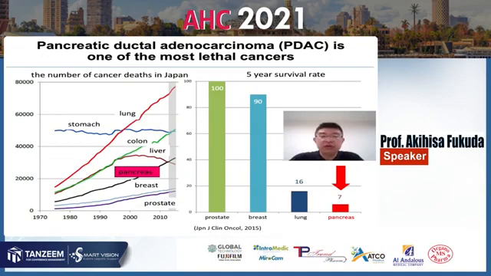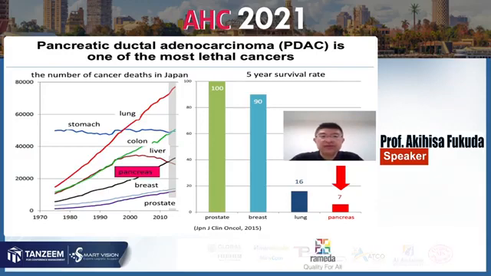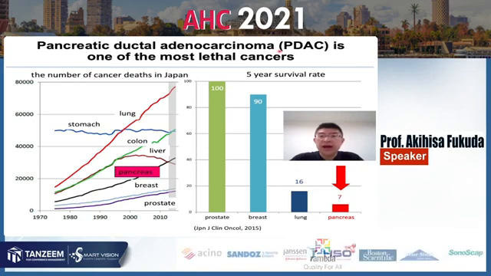Pancreatic ductal adenocarcinoma, PDAC, is one of the most lethal cancers. PDAC is the fourth leading cause of cancer deaths in Japan, and the 5-year survival rate of PDAC is only 7%. To develop novel therapeutic approaches, understanding the biology of the lethal disease is important.